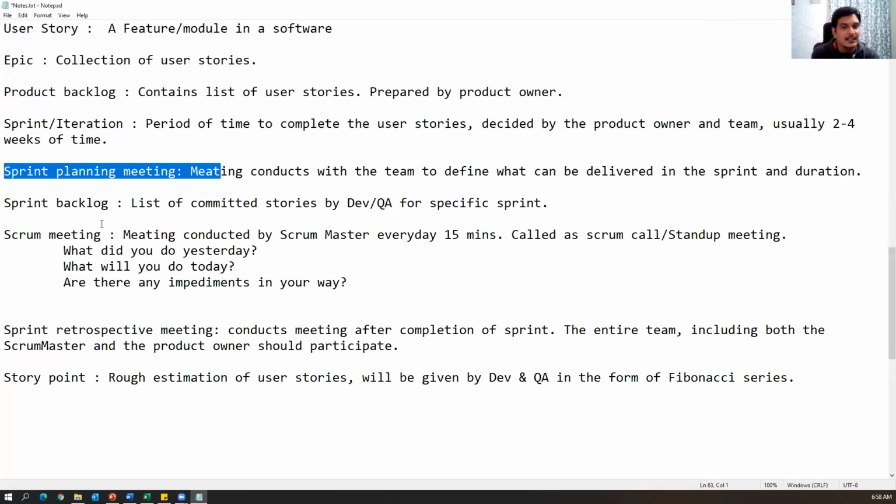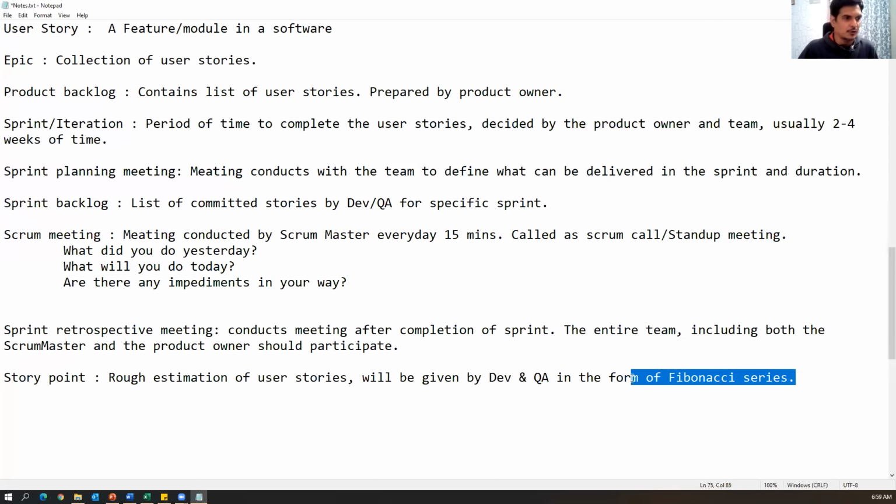So a story point is a rough estimation of user stories, given by Dev and QA in the form of a Fibonacci series. I'll tell you what exactly it is. A story point is nothing but a rough estimation given by the QA and developer for the stories. Based upon the story points, we will choose the stories and plan them for that particular sprint. Now let me tell you exactly what a story point is. Story points are always given in the Fibonacci series format. What is the Fibonacci series format?